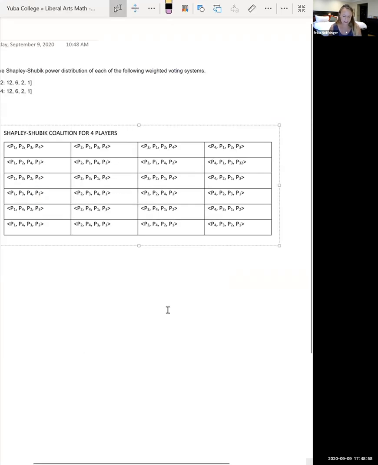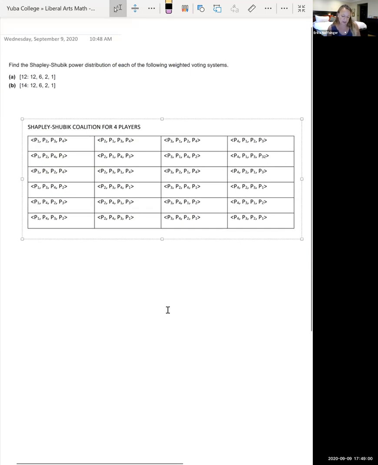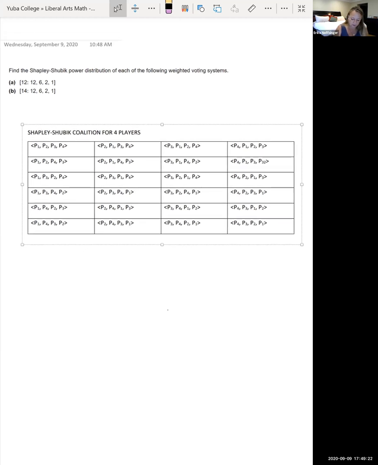Okay, we're looking at the Shapley-Shubik power distribution of the following. So this is a 4-player voting party. We have player 1 with 12 for this part A, player 2 has 6, player 3 has a weight of 2, and player 4 has a weight of 1. So for Shapley-Shubik, the number of possible sequential coalitions was n factorial. In our case, n is equal to 4 players.